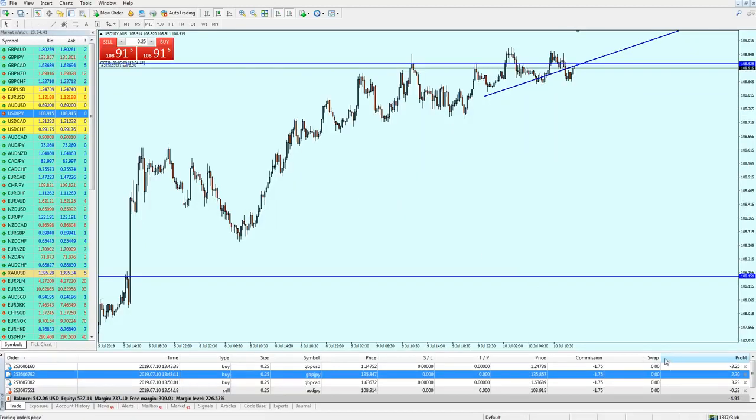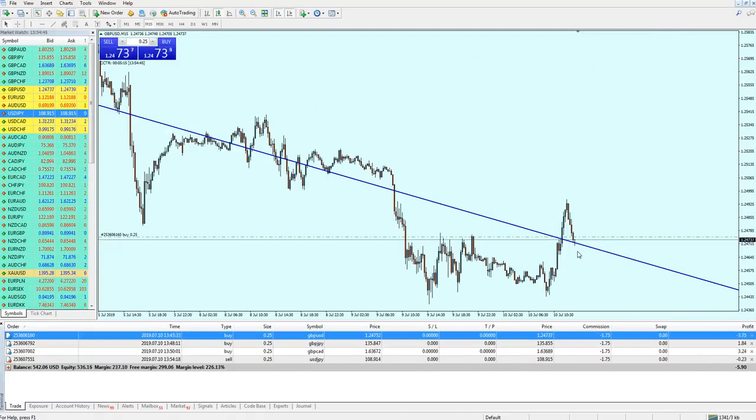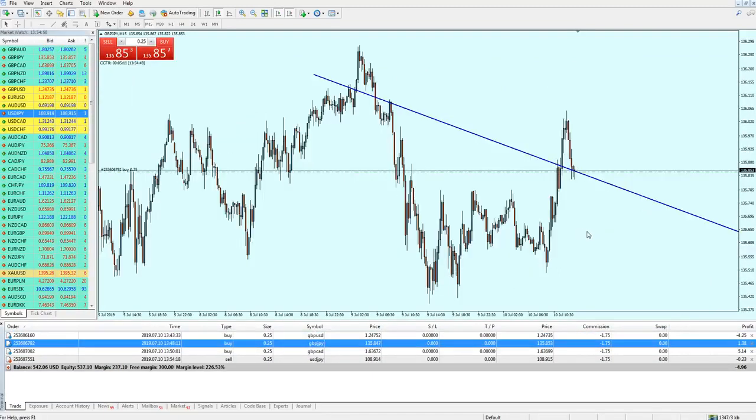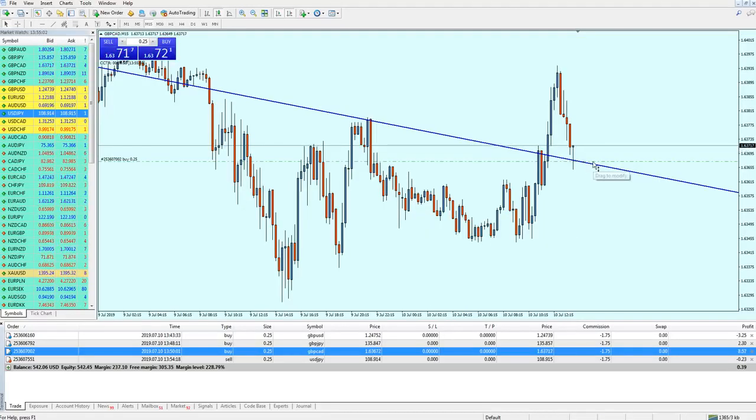Now we have 4 trades opened. Let's check them out. GBP USD now is bouncing, good. GBP JPY is already going in profit, very nice. And again, look at the GBP CAD, it's going really nice, very well in the profit. And I forgot to set the take profit actually.